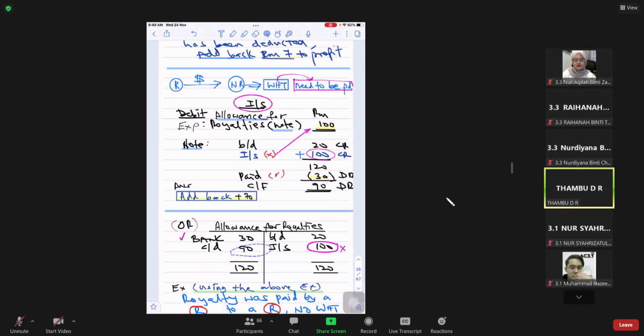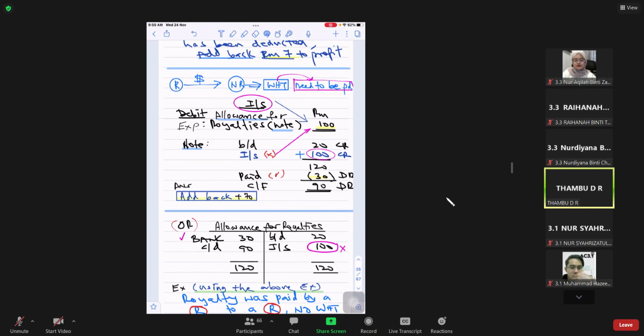We want to know what is the right figure. The right figure is the amount paid, not the amount shown. So you show 100, but I'll only accept the amount paid, 30. That means add back 70. You see, in the income statement you have only shown 100. But the figure I will accept is only 30. What do you pay? So I accept 30, I reject 100, meaning I'll add back 70.